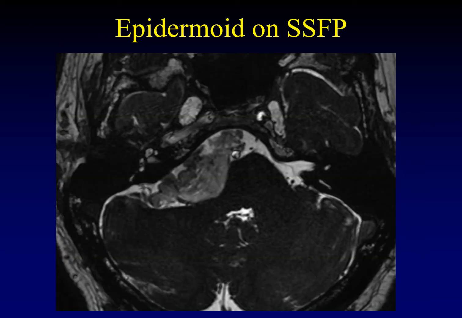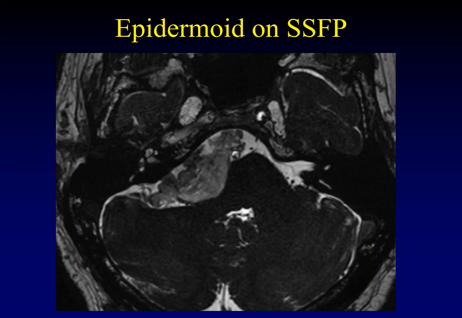Steady state free precession sequences are a great way to look for the extent of epidermoid tumors and, after surgery, to look for residual or recurrent disease, because epidermoids are not nearly as bright as CSF on this particular sequence. T2s will look just like that, but on SSFP, you can really make out every little lobulation of the tumor and distinguish it from the underlying CSF.